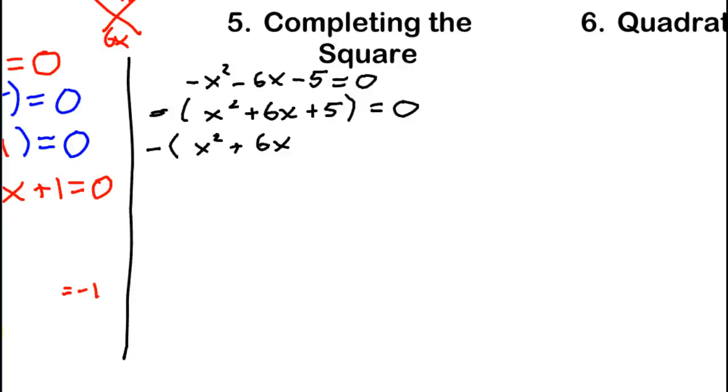Go ahead and find the C value. That's the C value here. Half of 6 is 3. 3 squared is plus 9. And to make it equal to minus 4, 9 minus 4 is 5. Yeah, it's positive, not negative.